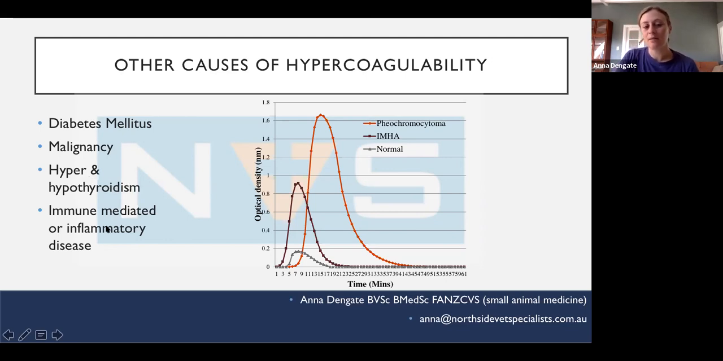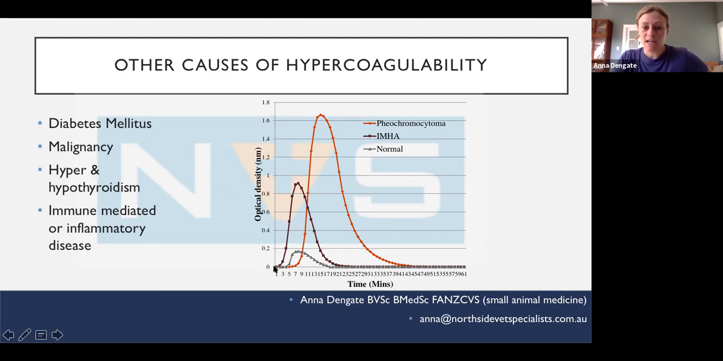And then any immune-mediated or inflammatory diseases can also increase clot formation through a variety of mechanisms. So just a couple more examples of how significantly diseases can affect clot formation. We've got the grey line being the normal dog.